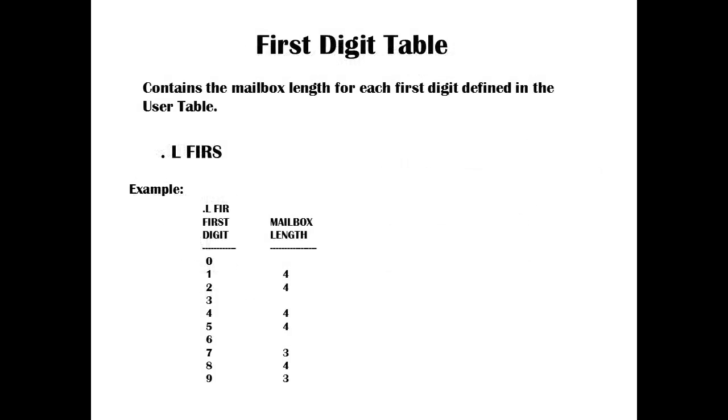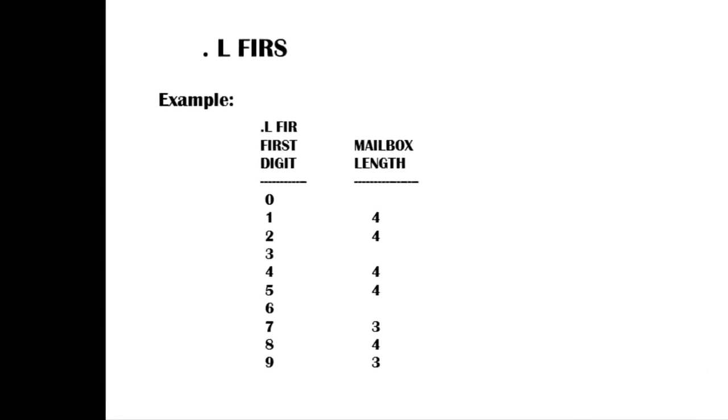Let's begin by looking at the first digit table. This table contains the mailbox length for each first digit defined in the user table. We display this table at the update prompt with the L-FIRS command. As we look at this example, we can see each digit 0 through 9 and their defined mailbox length.